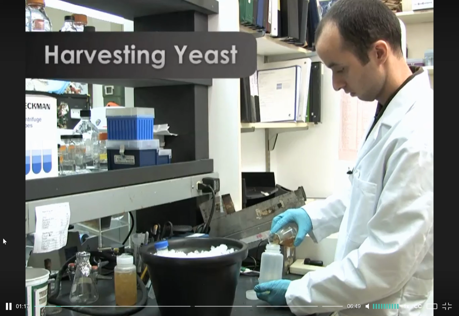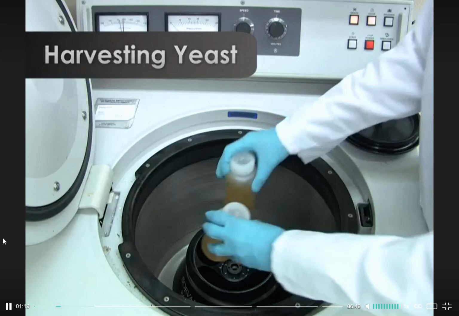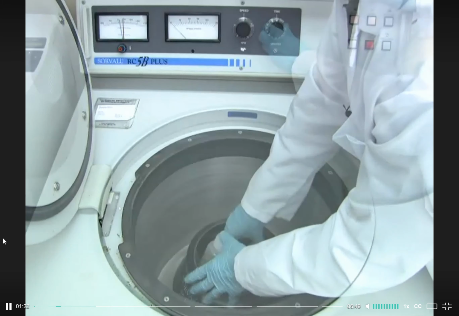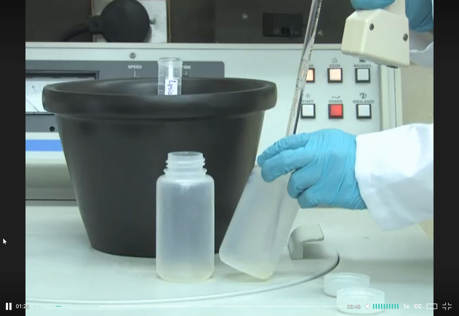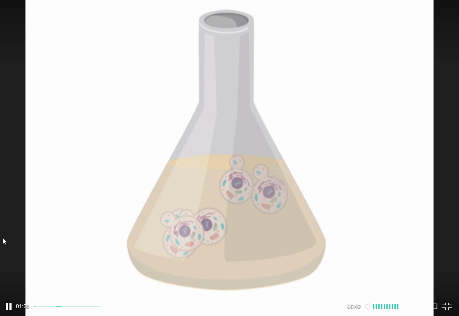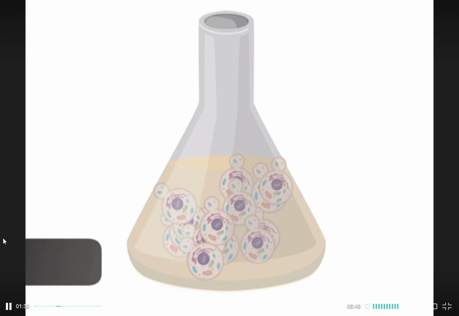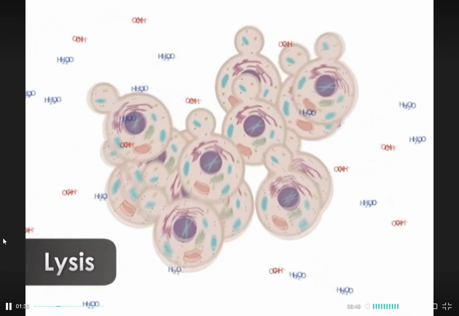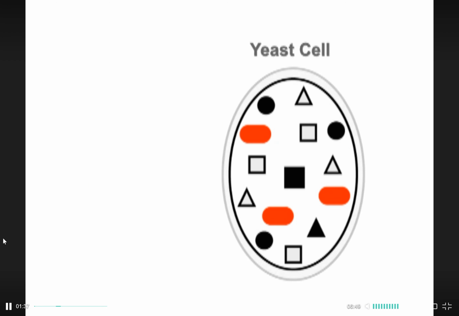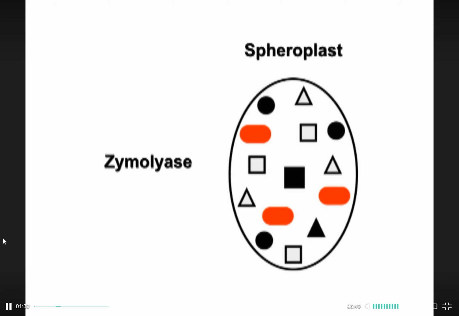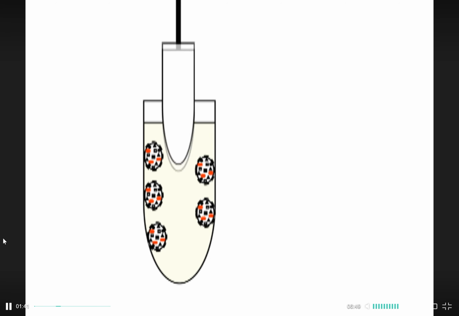Once cells have reached the appropriate optical density, they are centrifuged to form a pellet and resuspended in lysis buffer so that the cells are broken open. One of the most challenging aspects of isolating nucleic acids from yeast is disrupting its tough cell walls. Cell walls can be destroyed with a combination of enzymatic and physical techniques.